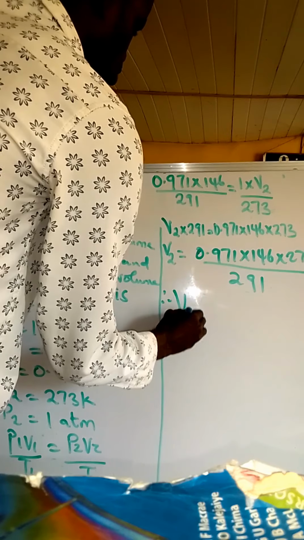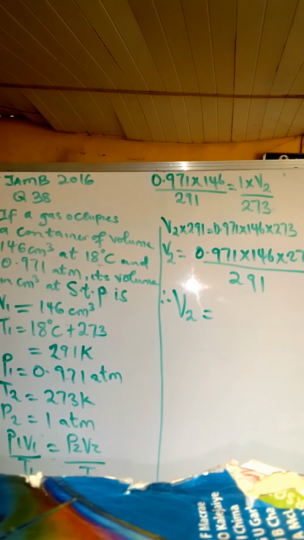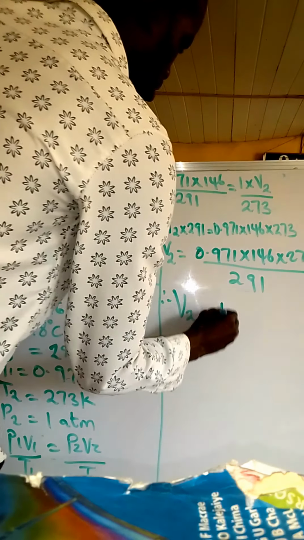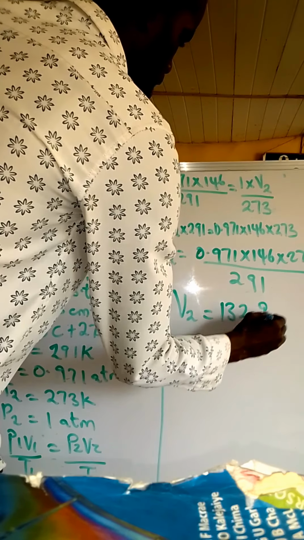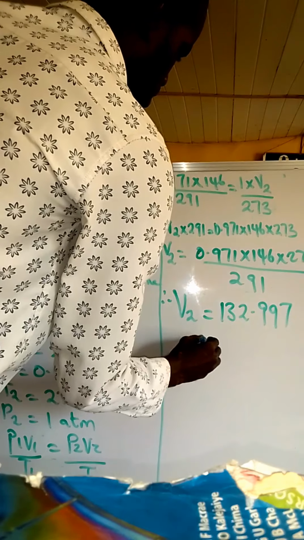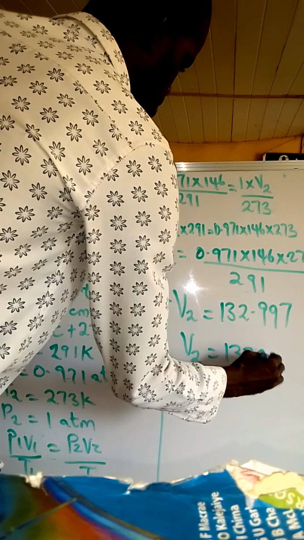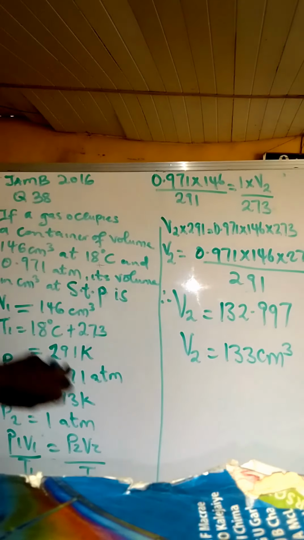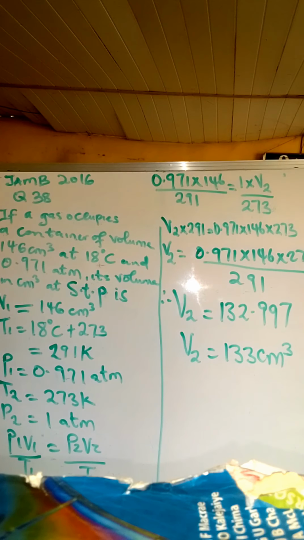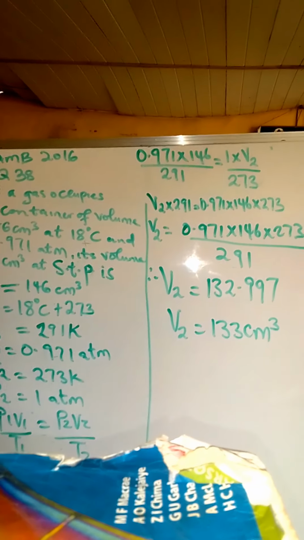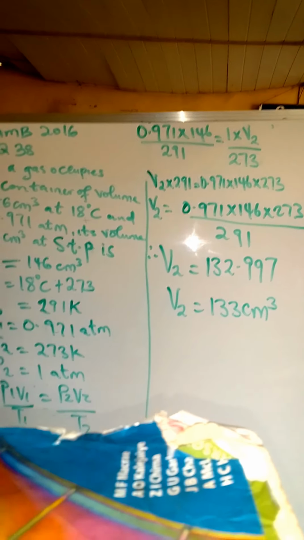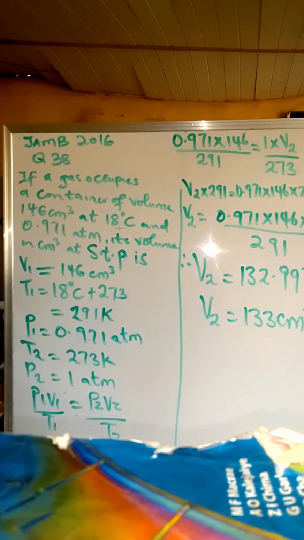Therefore, our V2 is 132.997, and that is approximately 133 cm cube. So our V2 is 133 cm cube. That is our V2.